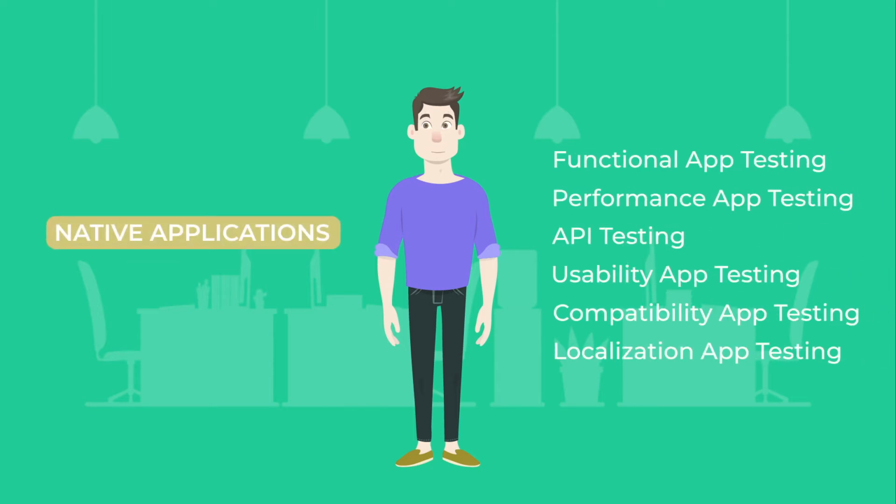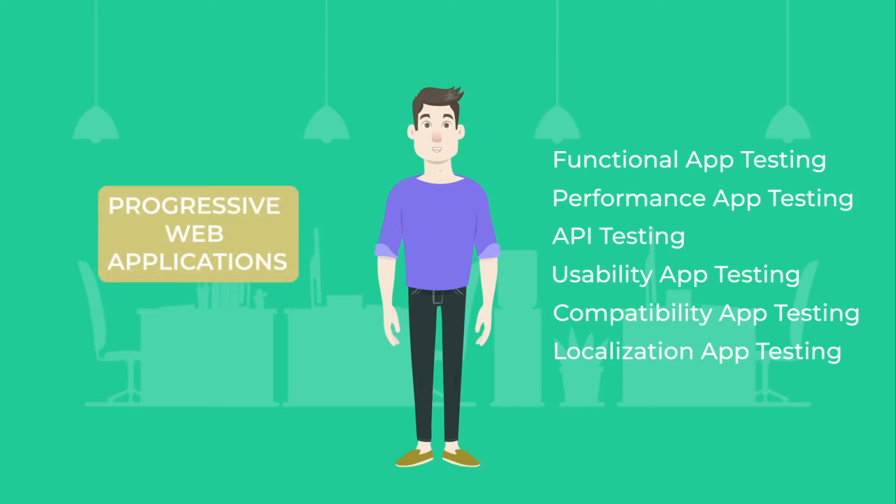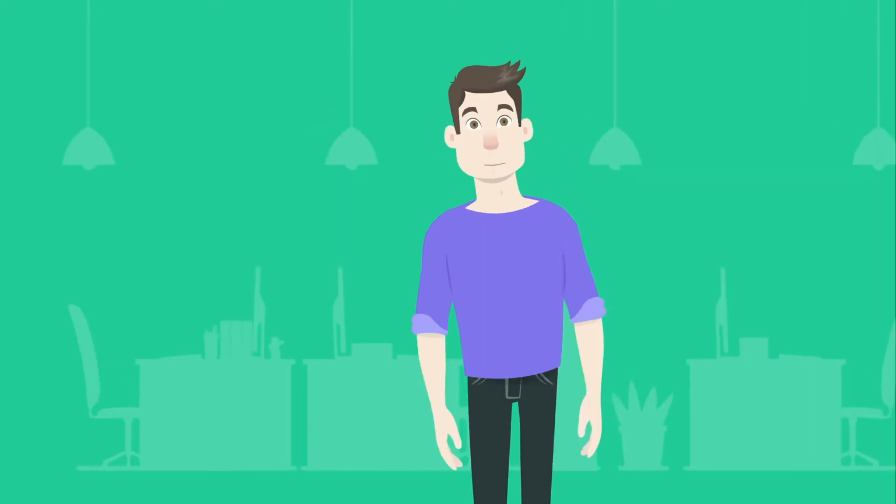So, native applications are designed specifically for Android or iOS devices. Hybrid applications are universal and run on all operating systems. Progressive web applications also work on any platform using common web technologies, like HTML and CSS.